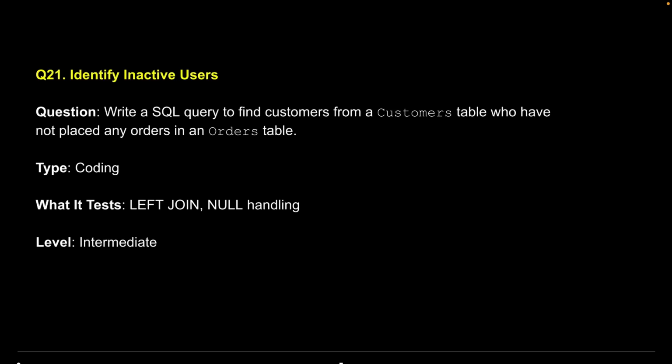Now this is the 21st question, which is asking to identify the inactive users. The question says: write a SQL query to find customers from a customers table who have not placed any order in the orders table. We'll try to solve this problem with the left join and null handling. If you have any other approach, do post it. It's an intermediate level question, and you have to write the SQL query for it. So it's practical based. Now let's go to our console and write the query.